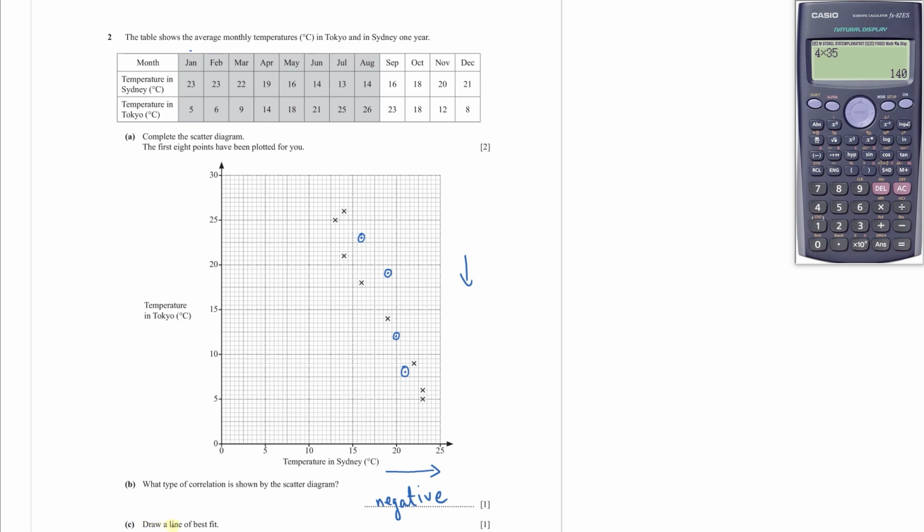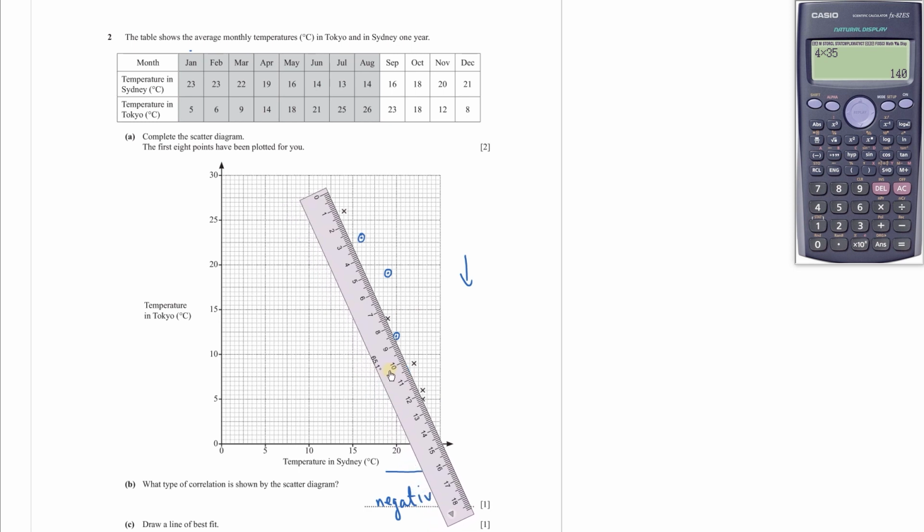Part C is draw a line of best fit. So let me bring in the ruler here. So I'll try to draw a line such that I have equal number of points on either side and kind of passes through the center of all this scatter plot. So if I draw something like this, so I have 1, 2, 3, 4, 5 points on this side, and then 1, 2, 3, 4 points, which is also fine.